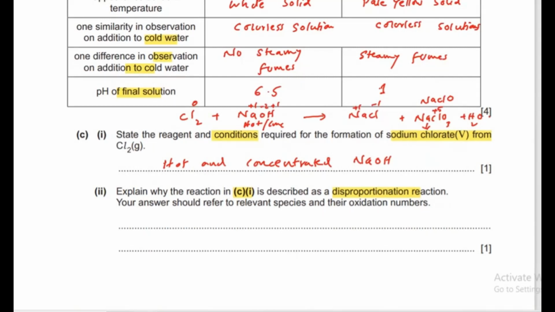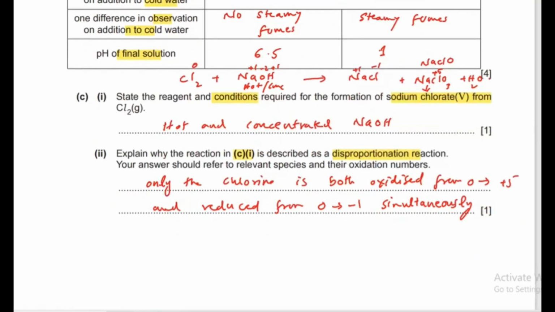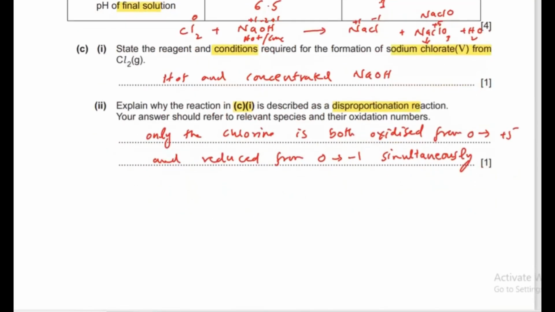So we can say only the chlorine is both oxidized, from 0 to +5, and reduced, from 0 to -1, simultaneously. When the same species is both oxidized and reduced in a chemical reaction, that reaction is a disproportionation reaction.